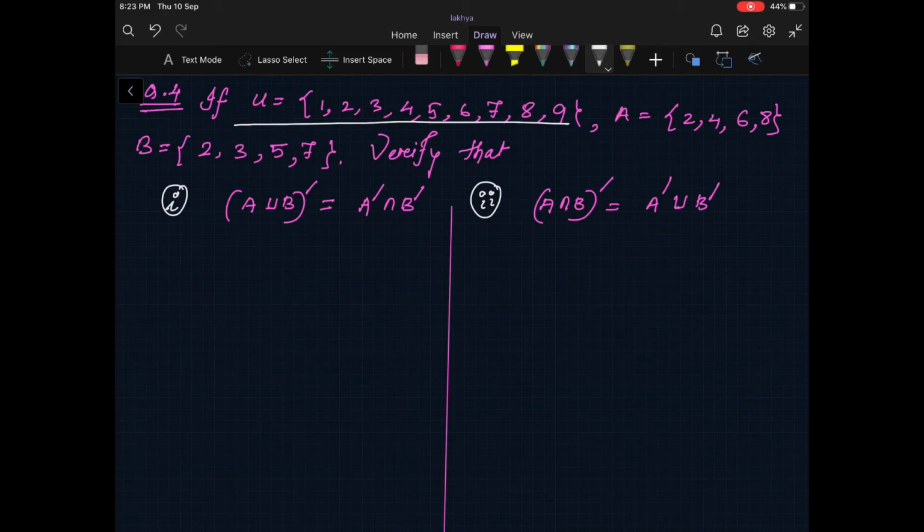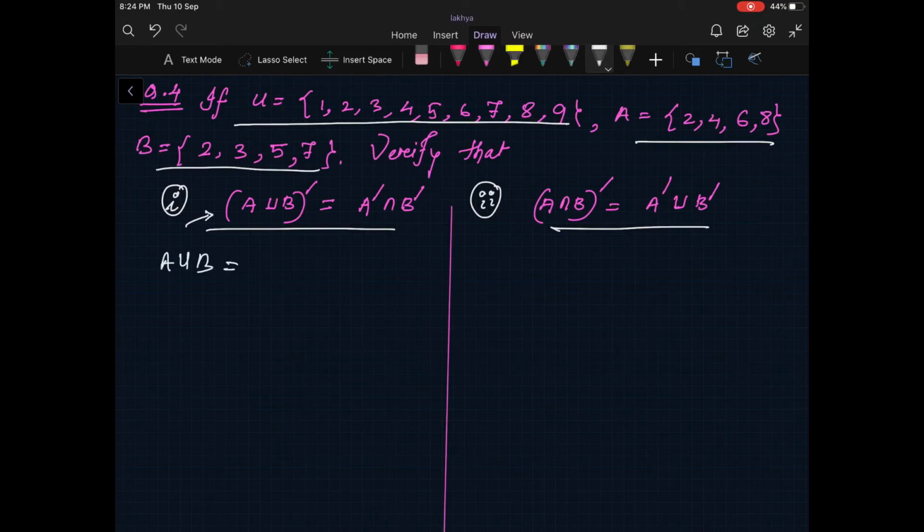Now let us solve question number 4. Here you see this is the universal set, and this is set A, this is set B. Using these three sets we need to verify these two relations. So let us verify the first one. In order to verify this we need to find A union B first. So what will be A union B?